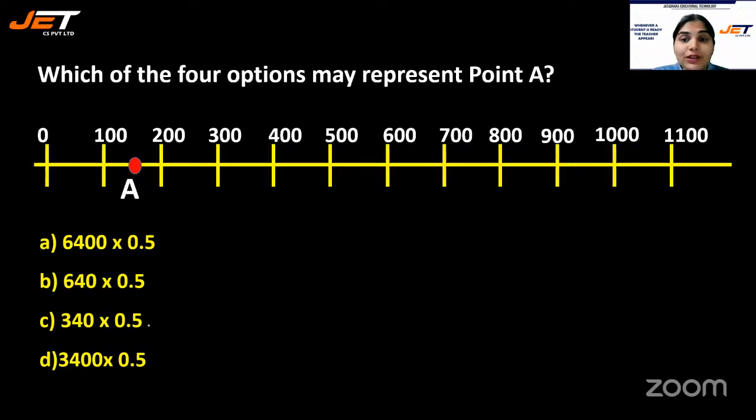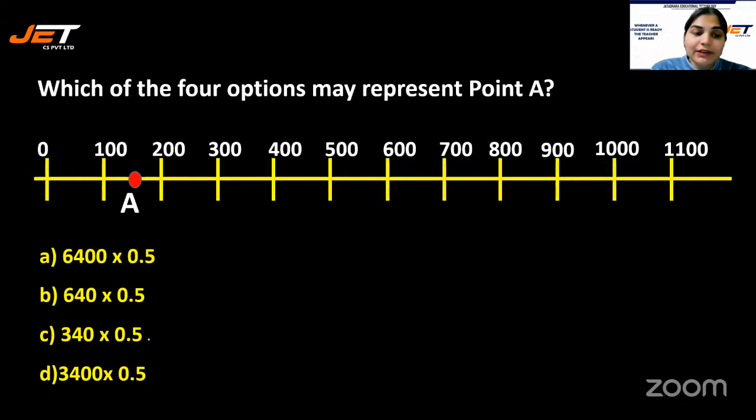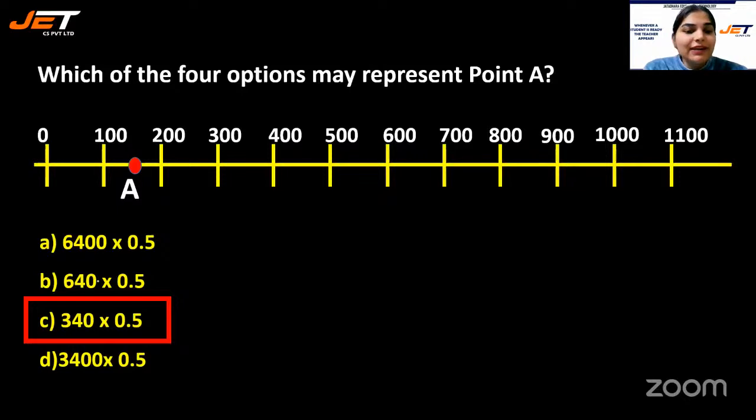Over here also you have to do the same thing. What will it be? Yeah. So 340 times 0.5, it is equal to, wait, yeah, it's 170. So here the number is representing 170.